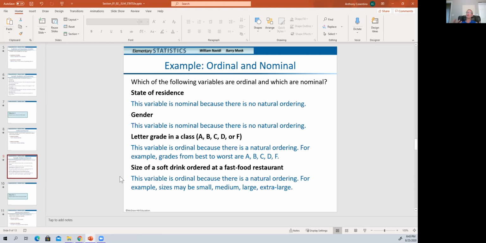And so here's a couple examples that the book had. Again, they had the soft drink one at the bottom, which is what came to mind when I was reading this. Letter grades is another one, where A, B, C, D, and F doesn't have a number associated with it, so it would be qualitative, but it does have some sort of order. Where this was interesting, the state of residence. So the state really doesn't have any natural order, but I thought about that a little bit, and I said you could argue that if you wanted to put it in alphabetical order, it might have some sort of order.